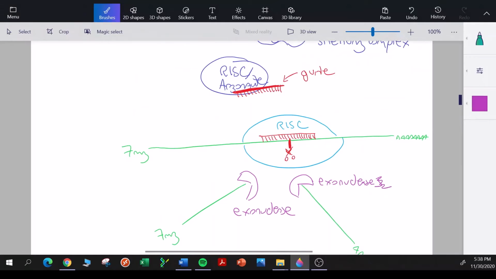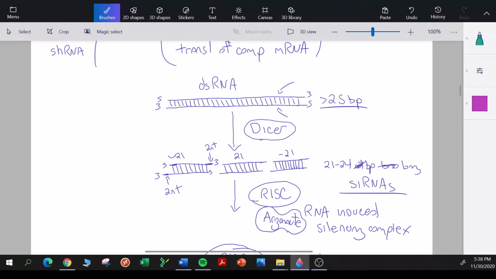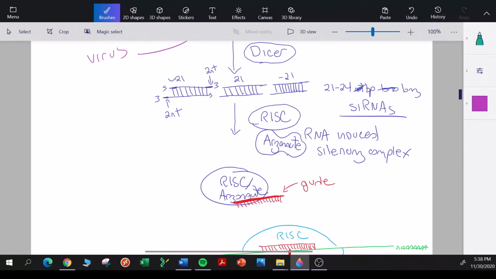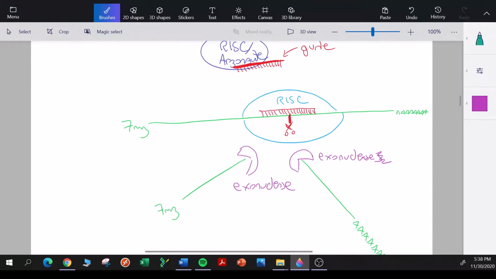If this double-stranded RNA was a virus, well, you can see the cell has a really neat way to identify messenger RNAs from that virus. So let's say this is a virus messenger RNA that would encode a viral protein that is needed for that virus to replicate in the cell. Well, the cell has a really neat way to identify those viral messenger RNAs and prevent them from being translated.